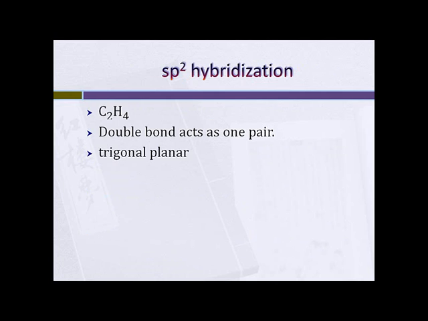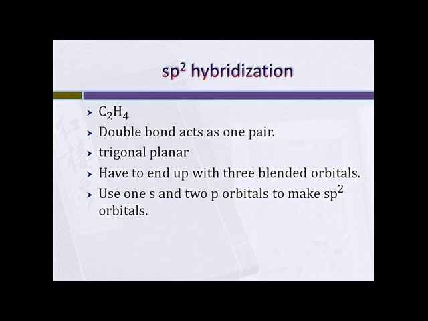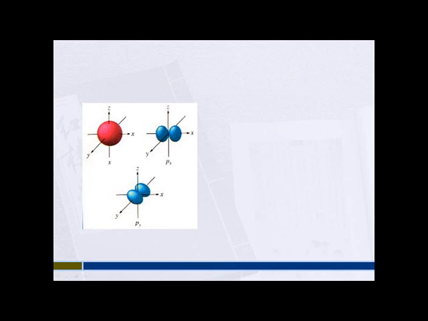Well, what about other kinds of hybridization? The ethene molecule has a double bond. And in electron domain theory, or VSEPR, the double bond is 1 electron domain, and we say that this molecule is trigonal planar. Well, how do we end up with 3 blended orbitals? We use 1 s and 2 p's, and we make the sp2 orbitals. That leaves 1 p orbital perpendicular to the structure, and you'll see that later.